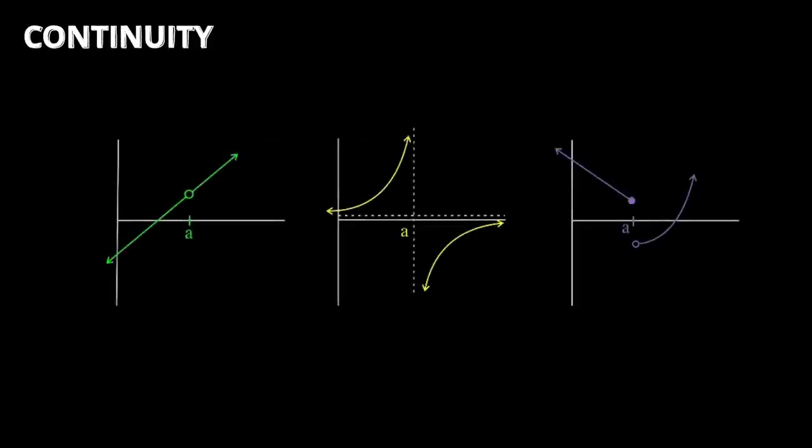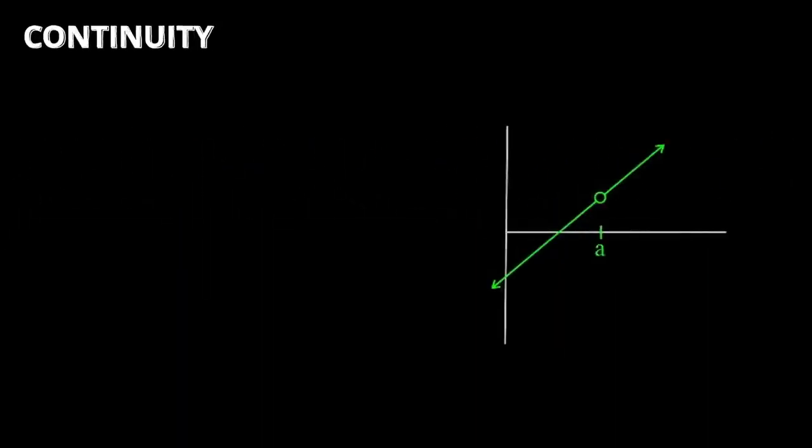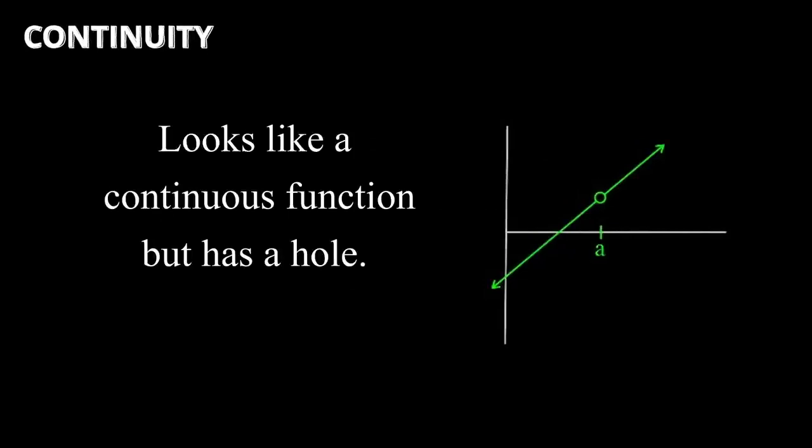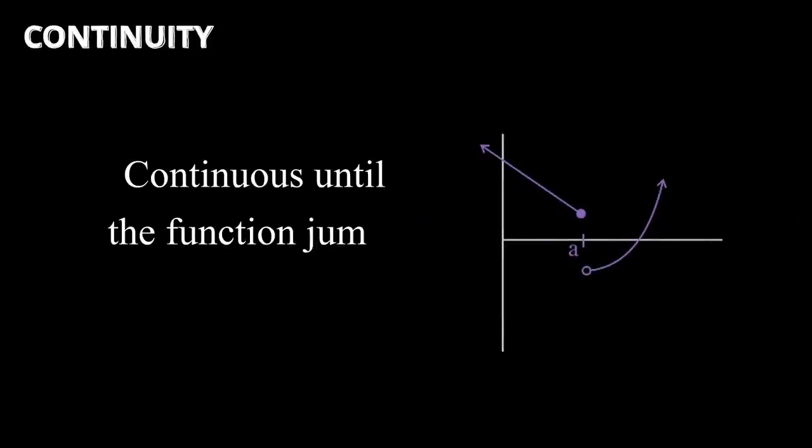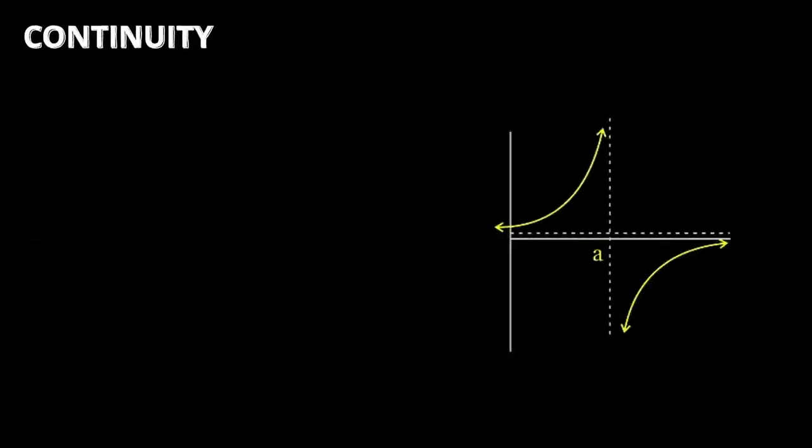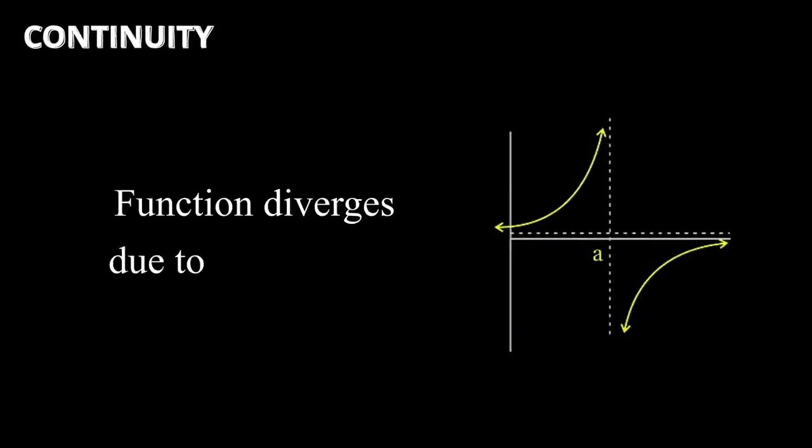Continuity. Sometimes, if these limits diverge or don't exist, discontinuities are made in our graph. There are three types of these discontinuities. The hole discontinuity, which looks like you have a continuous graph except for in one little point or hole. The jump discontinuity, which is continuous until a certain point, where the function jumps to another value and continues from there. Then you have the infinite discontinuity, where asymptotes force the function to diverge.